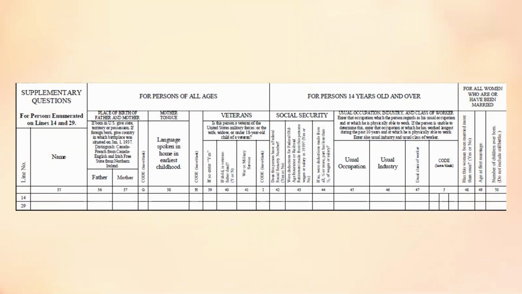The supplementary questions, 35 to 50, as with most of you, I wish my family was part of the 5%. If you have family that's part of the 5%, congratulations. There's great information in here that I wish had been asked of everyone. Place of birth for father and mother, native tongue, veteran or child of a veteran, Social Security. Social Security numbers were new around this time, which makes this question a sign of the times.